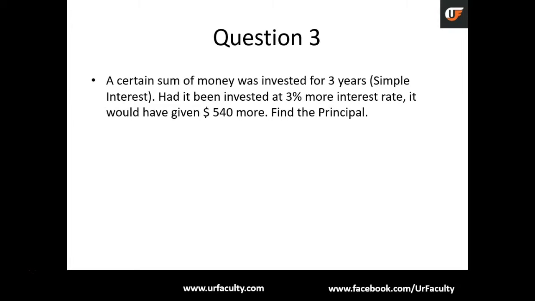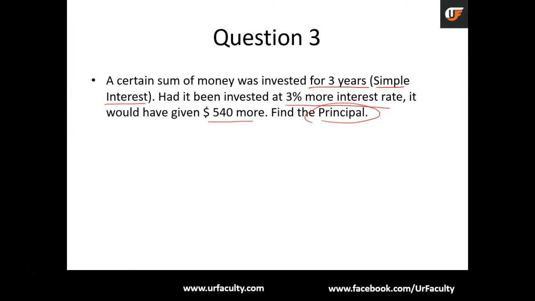A certain sum of money was invested for 3 years. Simple interest, that's the keyword here. And had it been invested at 3% more interest rate, it would have given 540 more. So we need to find out the principal.